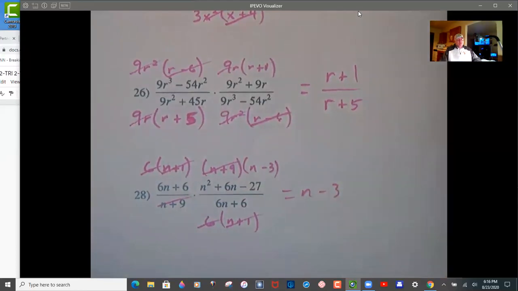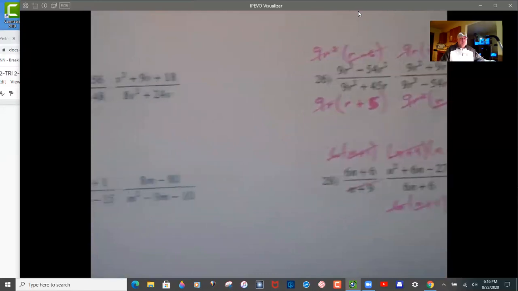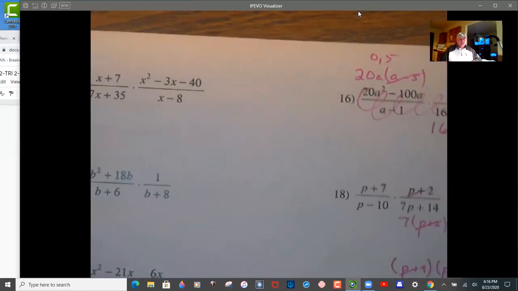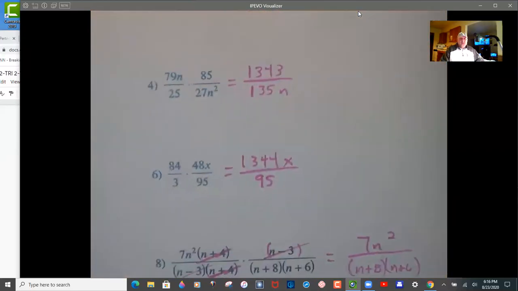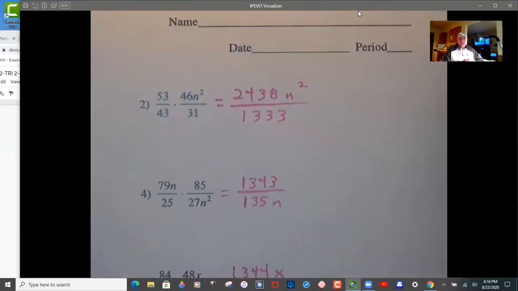So your assignment is to do the rest of these. Again, you'll have to factor out, these on the second page for sure, and do enough of these so that you know for sure what you're doing when it comes to multiplying rational expressions.